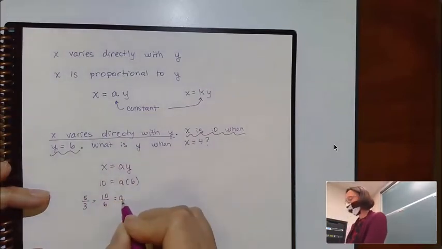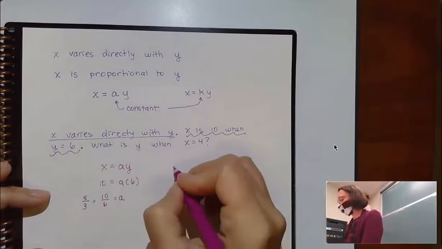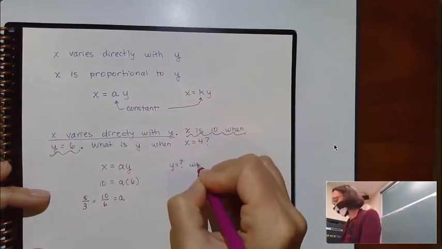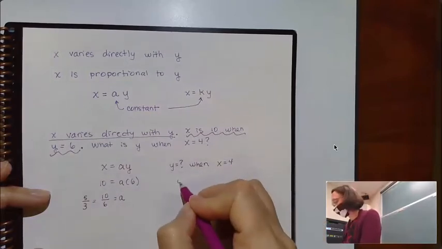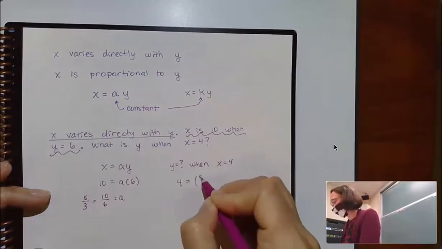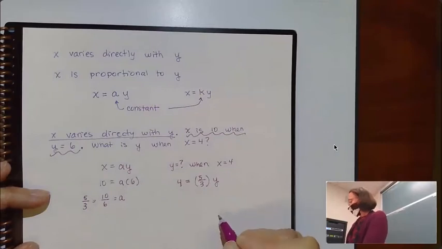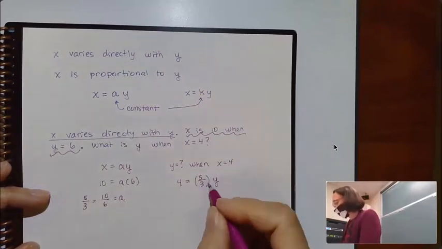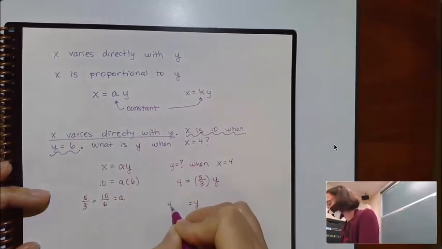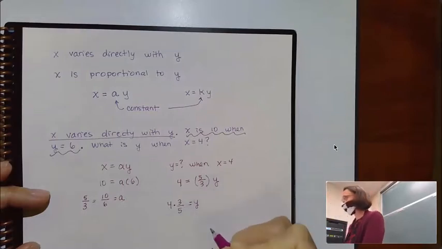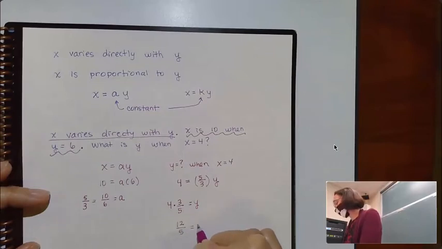Once I know that value, now I can answer the final question. What is y when x is equal to 4? Well, plugging that into our formula, I'm going to have 4 is equal to 5 thirds of y, which means y is equal to 4 divided by 5 thirds, or if you like, y is equal to 4 times 3 fifths. So I'm going to get 12 fifths is equal to y.